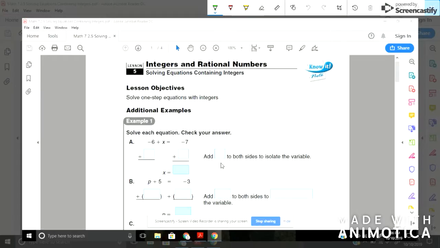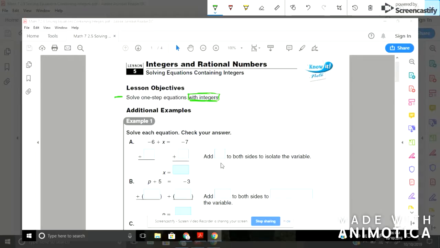So today our lesson objective is to be able to solve one-step equations, and now we're going to add integers. I know last year you talked about solving one-step equations, but now we're going to add integers. Essentially we're going to add negative numbers, which is the new step that we're adding this year in seventh grade.